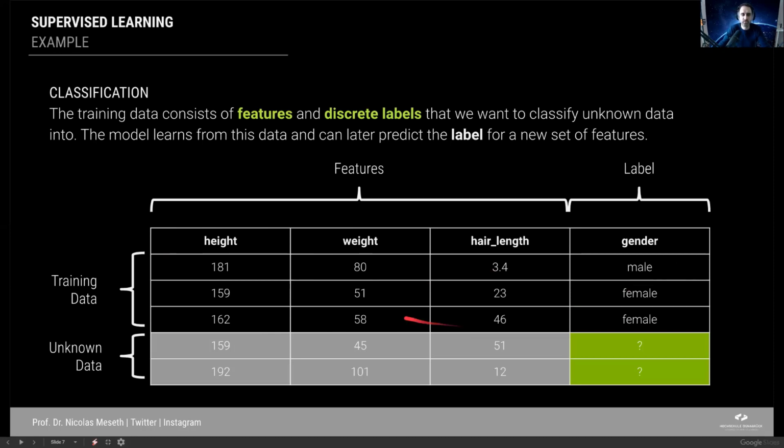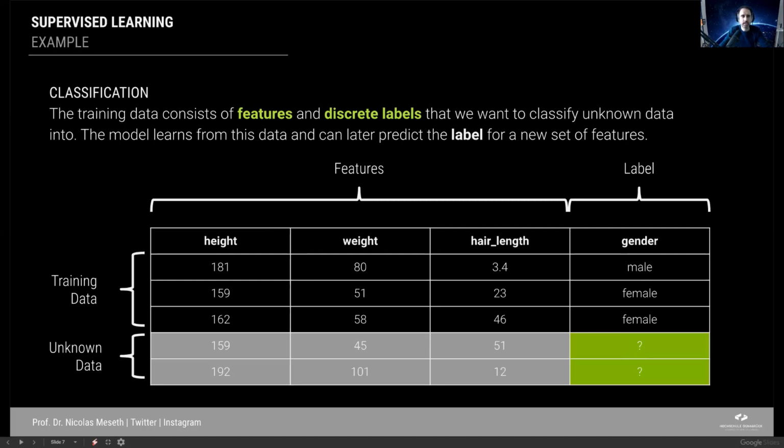And what we then do is we feed it unknown data. So for example, it only sees this, 159, 45, and 51, and then it will predict whether this is a female or a male. And this works quite well for many different use cases, and depending on which use case we have, one model will work better than the other. And we will look at different models when we look at RapidMiner for a data set. And then we will get our hands on supervised learning and get a better understanding of how well it can work in different circumstances and which models we can apply.